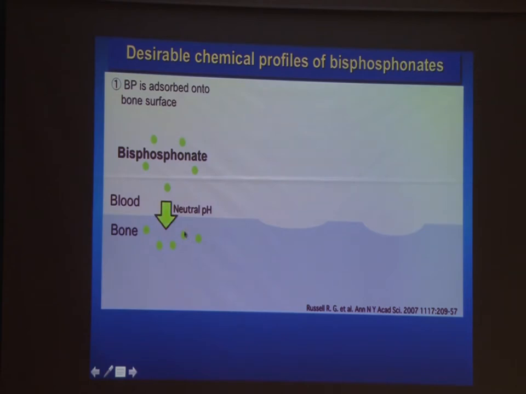So the bisphosphonate action can be defined in many ways. One is the inhibition of that enzyme, but another is the affinity of the bisphosphonate at neutral pH to the mineralized bone matrix, such as hydroxyapatite. So appropriate affinity for bone at neutral pH makes more bisphosphonate be deposited on the bone surface.